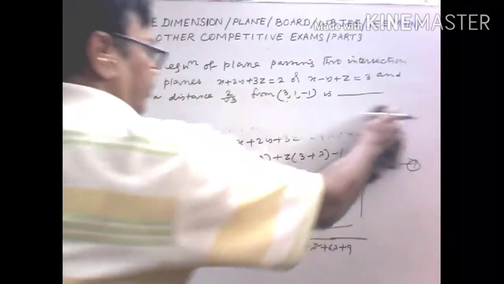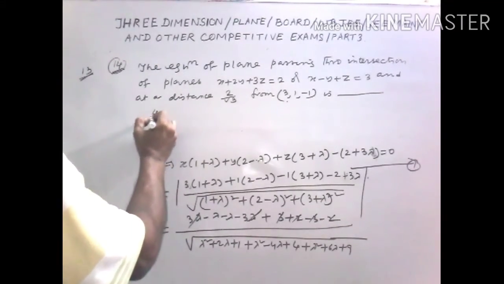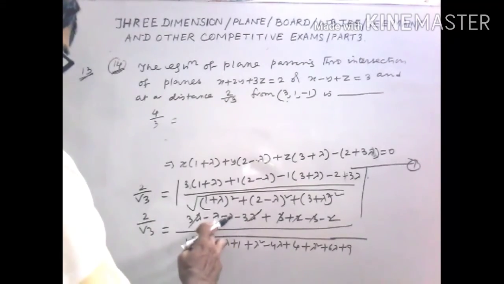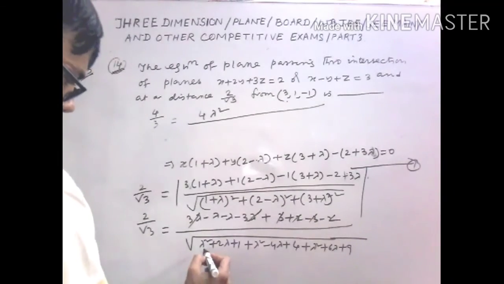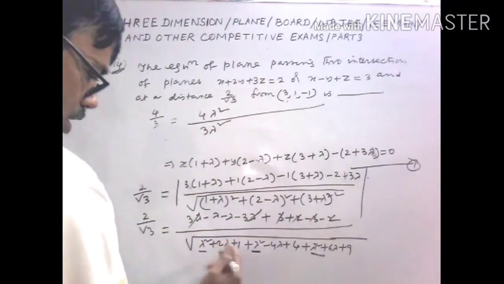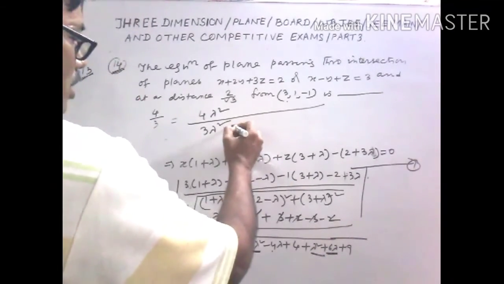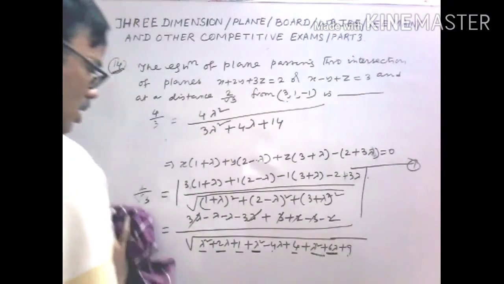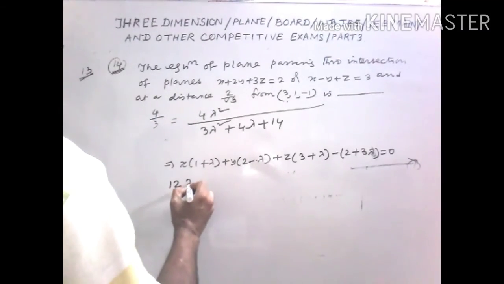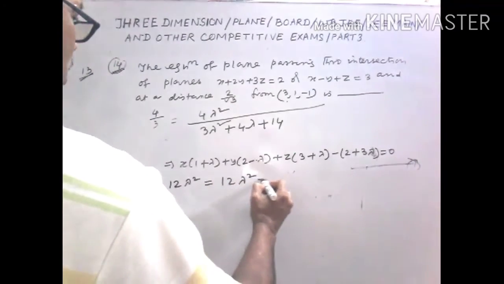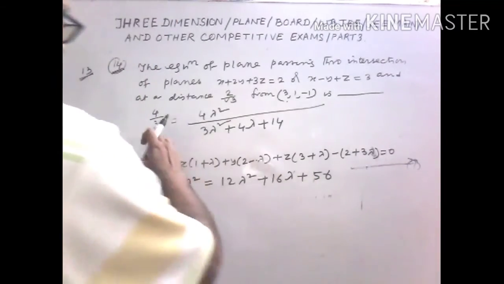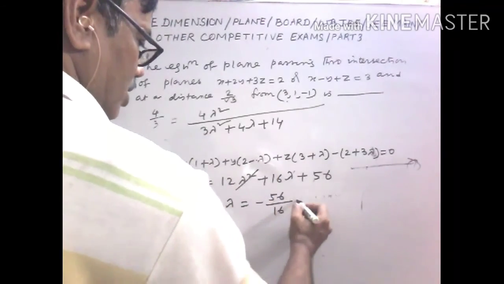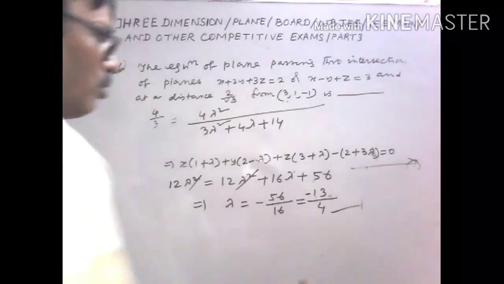So the simplification is 4 by 3 equals to 4 by 3 equals to. So what are we getting? Minus 2 lambda, that is 4 lambda square. Lambda square, lambda square, lambda square, so 3 lambda square. 2 lambda plus 6 lambda is 8 lambda, minus 4 lambda, so plus 4 lambda. 1 plus 4 is 5, 5 plus 9 is 14. So 12 lambda square equals to 12 lambda square plus 16 lambda plus 56. So what is lambda? Lambda equals to minus 56 by 16, that is minus 13 by 4.